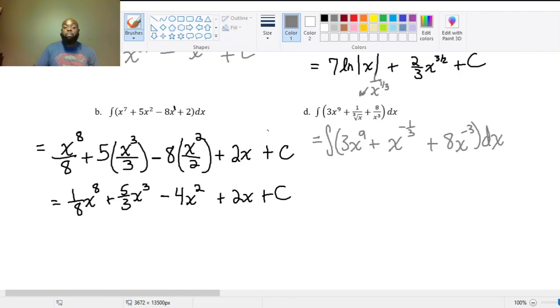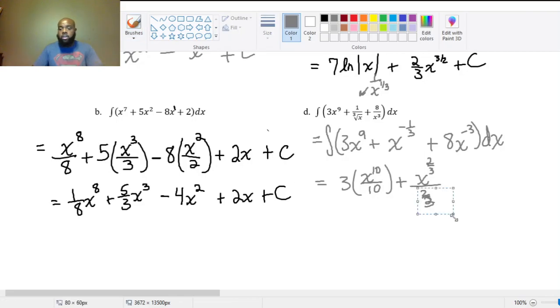And so now I'm ready to apply my rules so I can do my antiderivative, right? And so this is going to equal 3 times x to the 10th over 10 plus x to the negative 1/3 plus 1. Negative 1/3 plus 1 is actually 2/3. And I divide that by 2/3. Uh-oh, 2/3. Definitely hard to see that. So let's make that better. And then it's plus 8 times x to the negative 3rd plus 1. Negative 3 plus 1 is actually negative 2. And we divide by that same exponent. And then we'll have our plus c here.